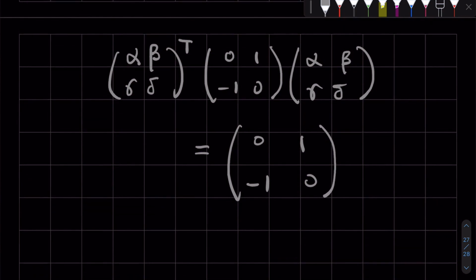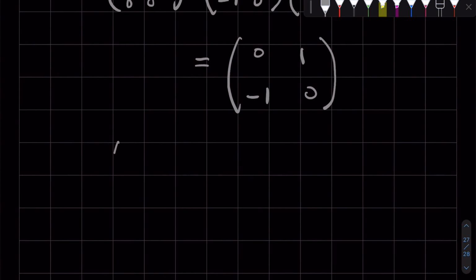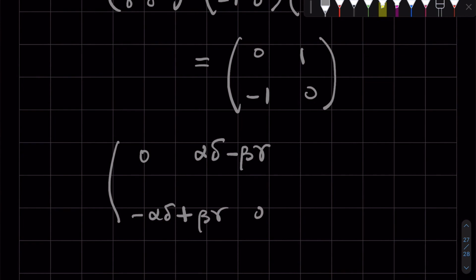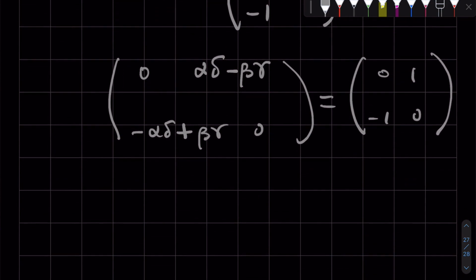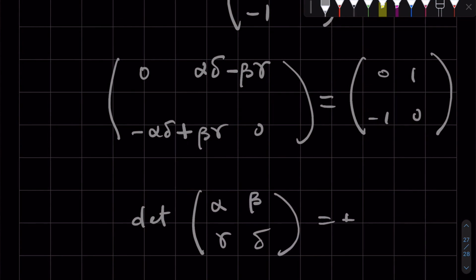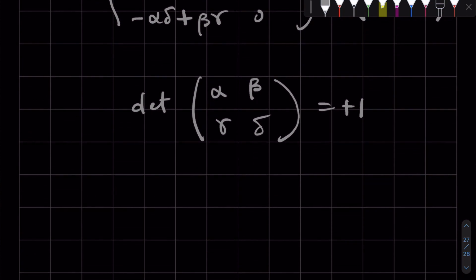Okay, so if you now work this out, the left-hand side just becomes (0, alpha delta minus beta gamma; minus alpha delta plus beta gamma, 0). This is equal to (0, 1; minus 1, 0). So this becomes that the determinant of the matrix (alpha, beta; gamma, delta) is plus 1. So this is the condition that the Sp(2, R) matrices have to satisfy.